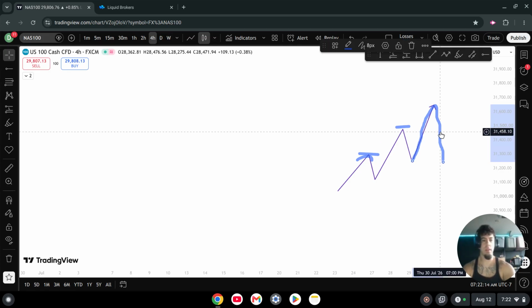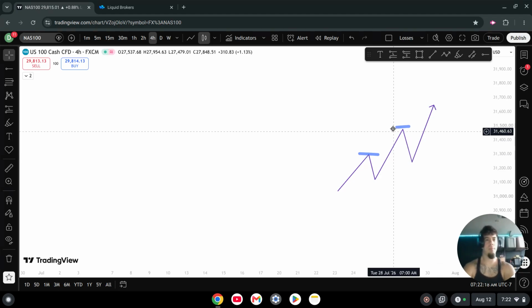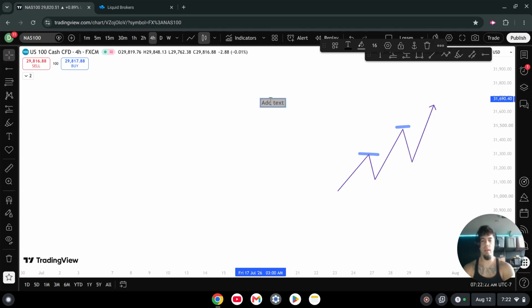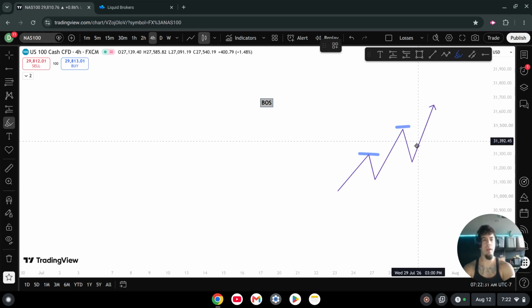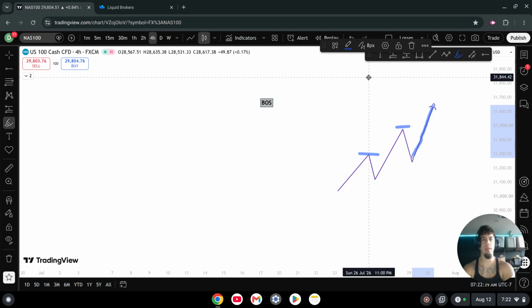Let's get rid of this here. The first step that we need is a break of structure, and that's literally what happens here. This arrow here surpassing the mountain is a break of structure because it goes past. That's step one.